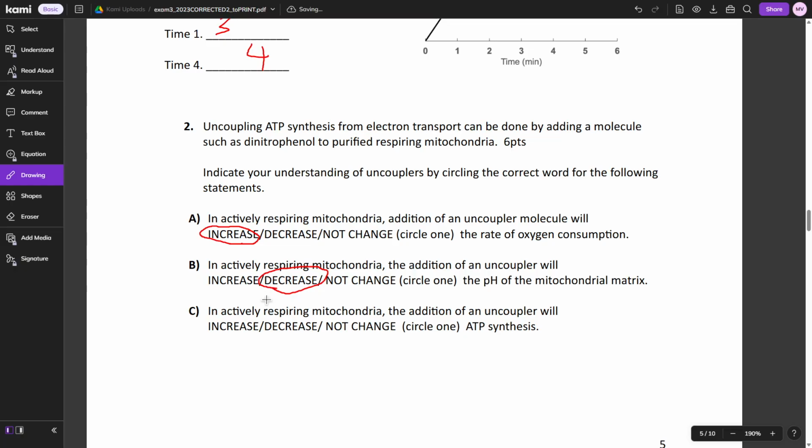Okay, so in actively respiring mitochondria, the addition of an uncoupler will increase, decrease, or not change ATP synthesis. Decrease. Why is it decrease? Exactly, right? So the gradient is being dissipated, like we said, and therefore if you have less H plus for ATP synthase to pull down this gradient, you can make less ATP. So, relatively straightforward.